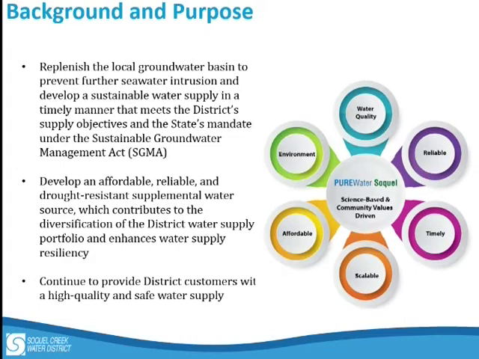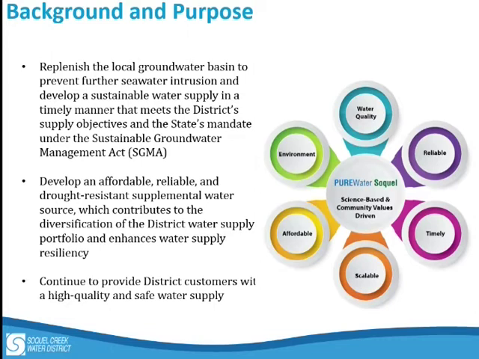Again, the Pure Water Soquel project is designed to replenish the groundwater basin, address the critical overdraft, and meet the state mandates of the Sustainable Groundwater Management Act, as we are one of 21 basins identified as critically overdrafted in California. Part of the project's objectives is also to develop an affordable, reliable, and drought-proof supplemental supply that increases diversification of our water portfolio and addresses climate change.